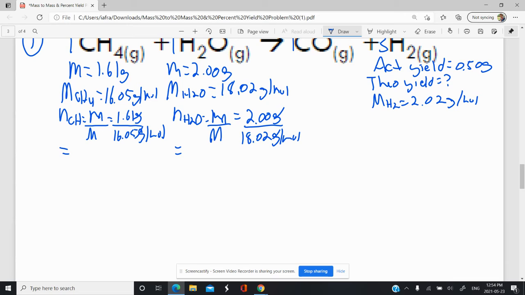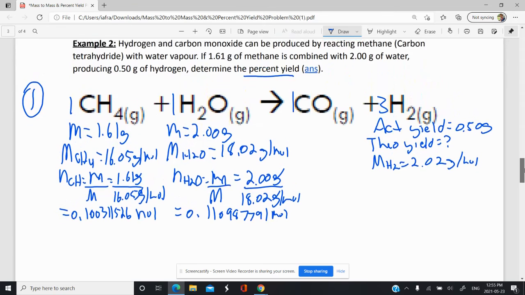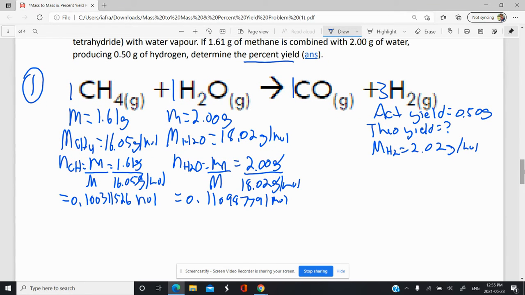So 1.61 divided by the molar mass of methane gives 0.1003115526 moles. And then the other one is 2 divided by 18.02, and we get 0.1109877991 moles. So we have to find the limiting reactant. So this was all basically done. So let me put that here. So to find the LR.